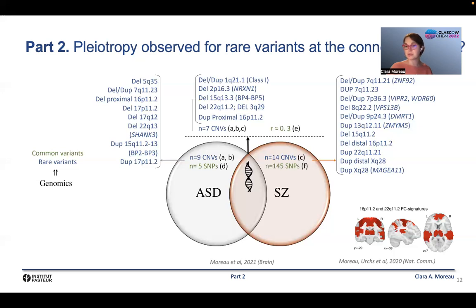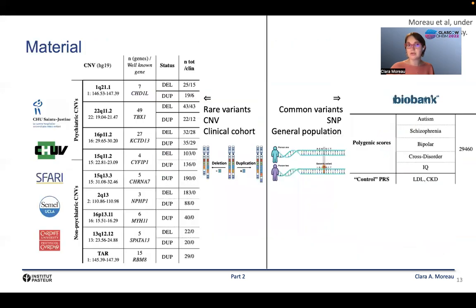In our previous paper, we showed similarities in thalamic, auditory, and motor areas between these two CNVs. So we wanted to extend that. For this purpose, we added CNVs associated to different degrees with psychiatric conditions, so rare variants, and we also added common variants using polygenic risk scores for psychiatric conditions and control PRS.